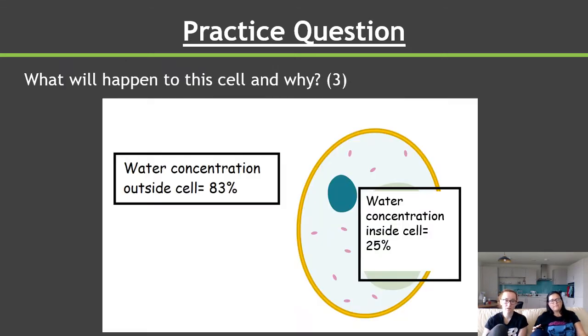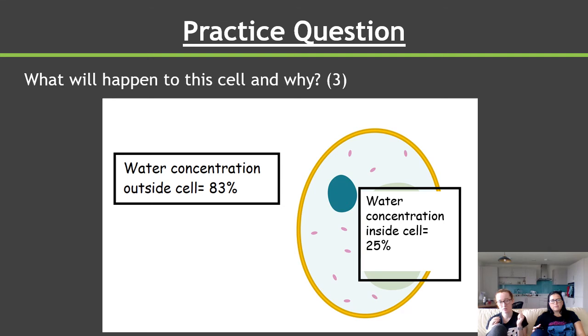Okay, so here is another wee practice question which we'll talk you through. So water concentration outside the cell, 83%. Water concentration inside the cell, 25%. So higher concentration outside the cell, lower concentration inside the cell. So water is going to be moving from that higher region outside to that lower region inside the cell. As a result of that, it is going to start to swell, it's going to eventually burst, and in this case it's also going to be gaining mass.